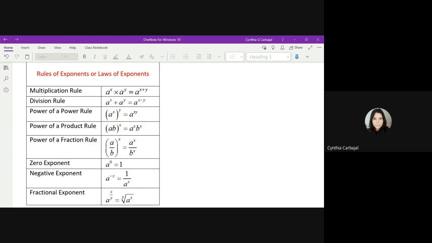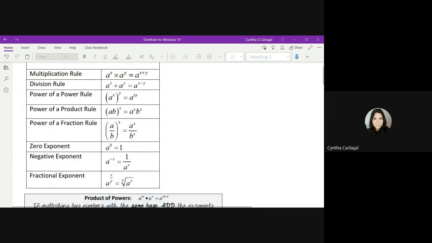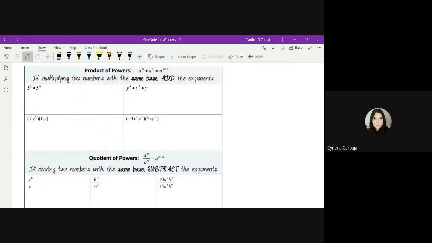All of these except the fractional exponent, which is the last one here in this list, which is the same as rational exponents. Okay, so I'm going to break it down and give you examples one by one. This is what your assignment will look like, examples like this. The first one we're going to talk about is product of powers, which says if multiplying two numbers with the same base, you add the exponents.